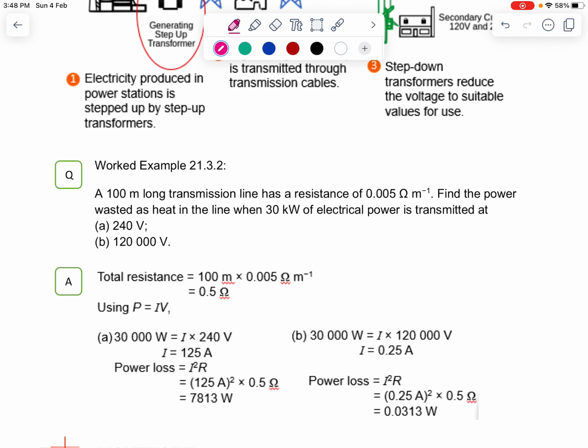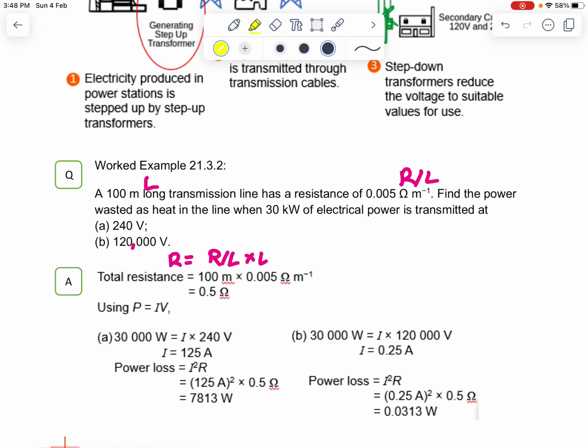Let's look at one last example. A 100 meters long transmission wire has a resistance of 0.005 ohms per meter. So length L, this is resistance per length. Find the power wasted in the line when 300 kilowatts of power is transmitted at 240 volts versus 120,000 volts. We can find the resistance first. Resistance equals R over L times L. So you get 0.5 ohms.